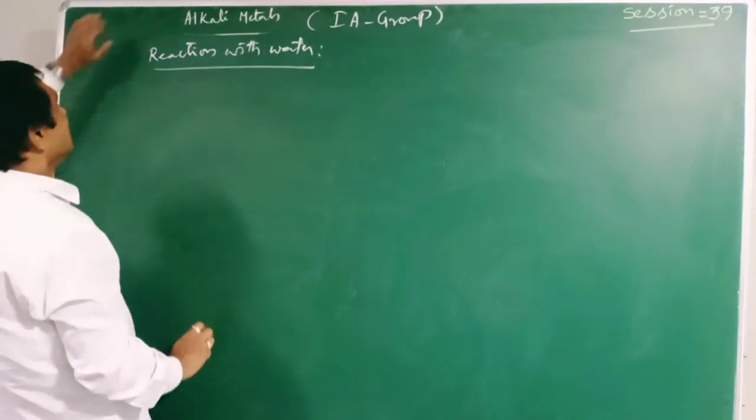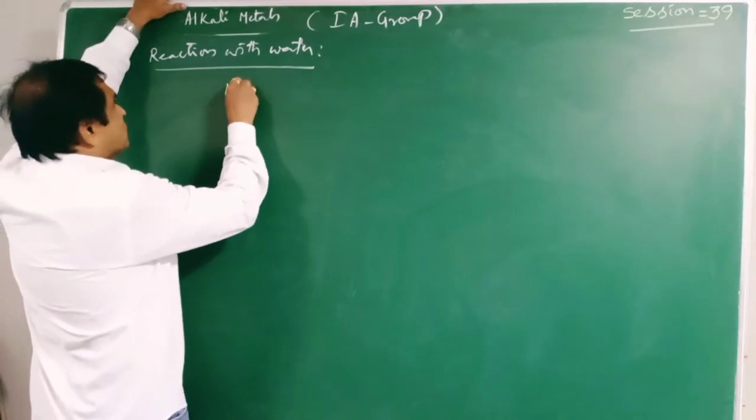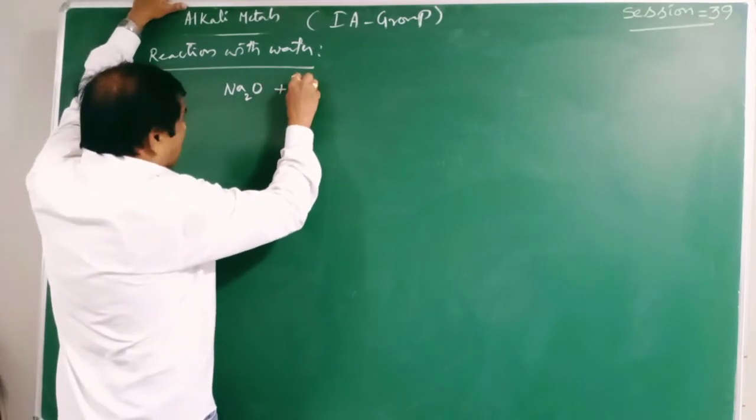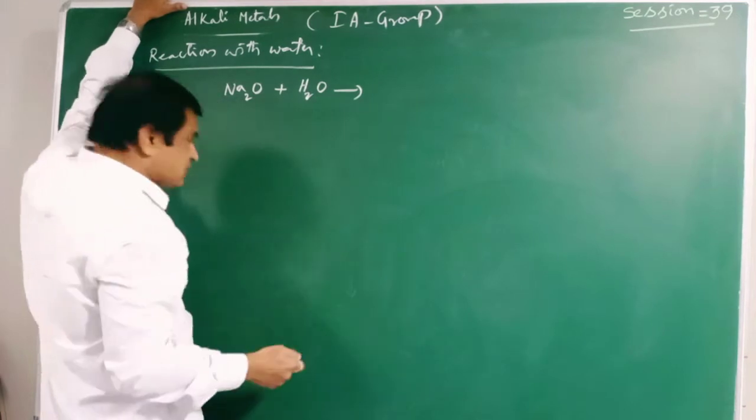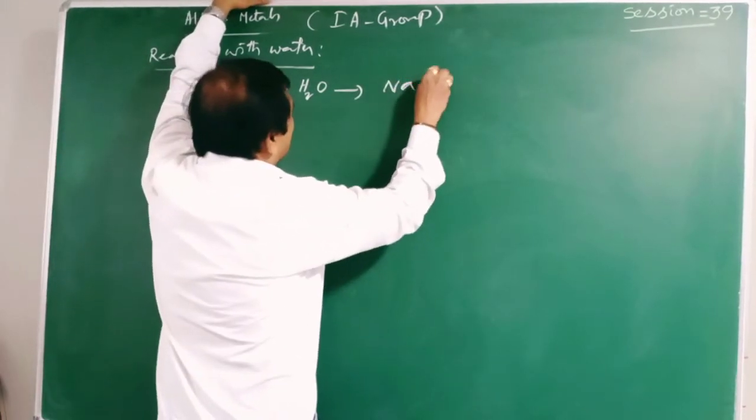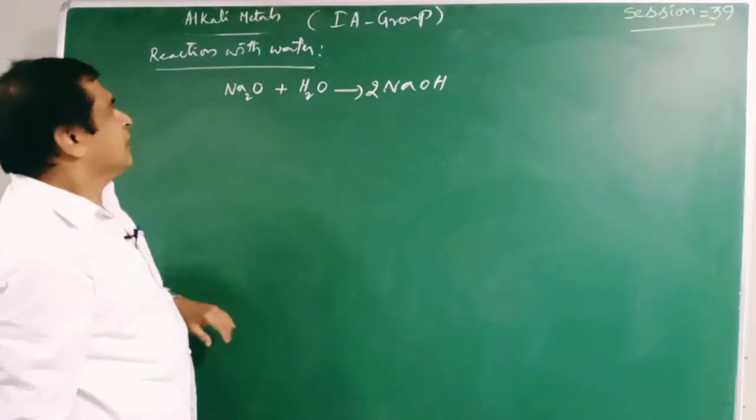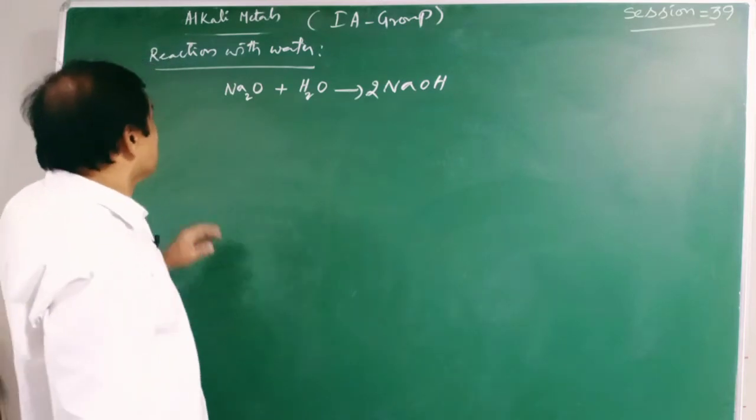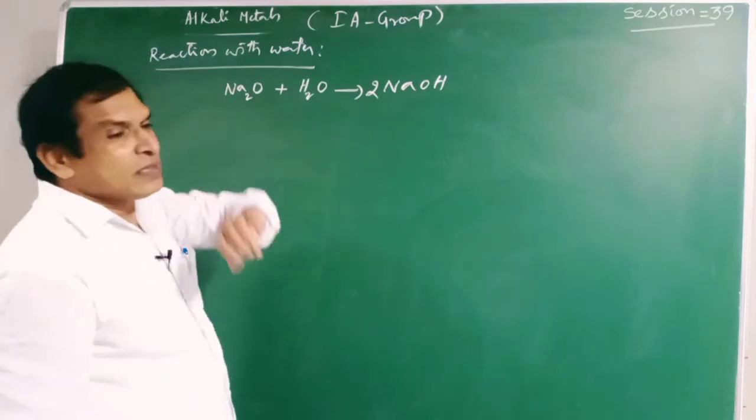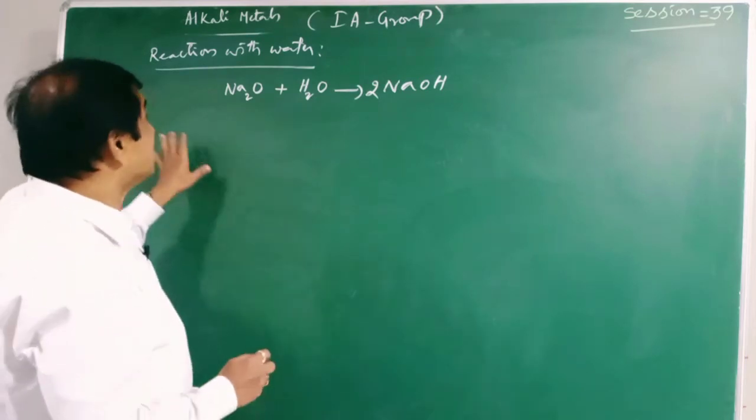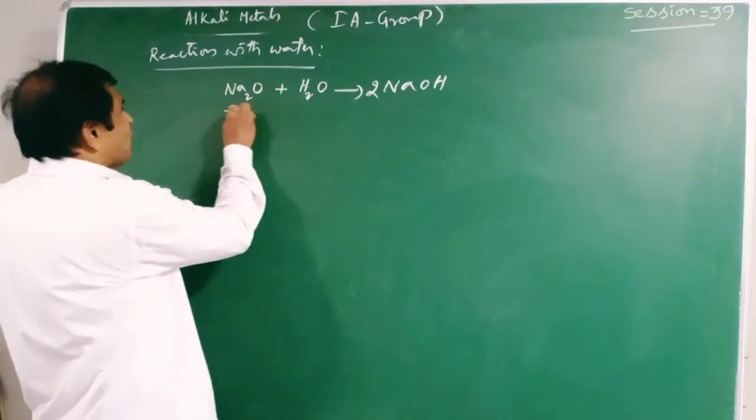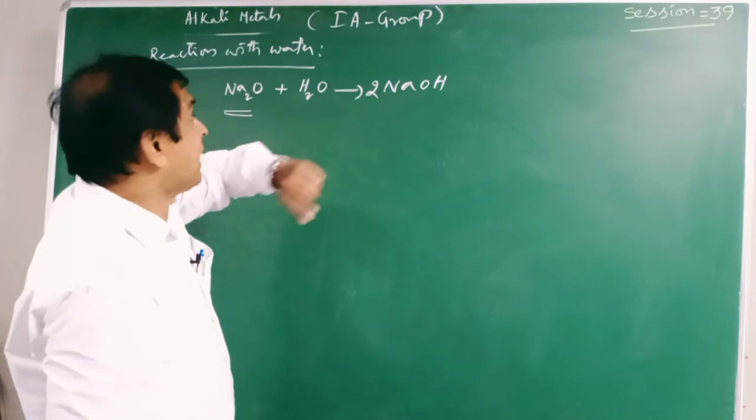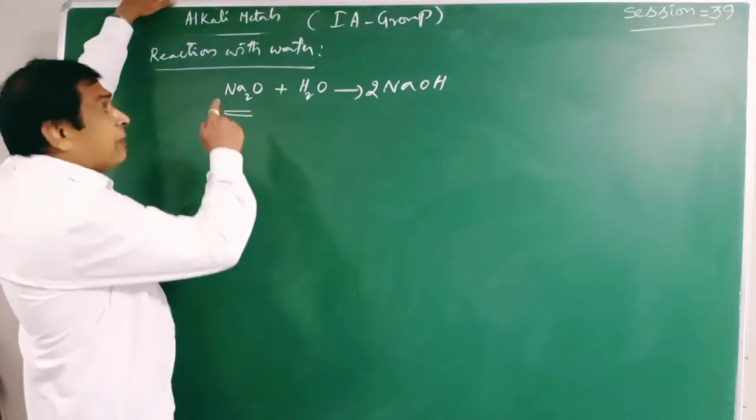For example, when sodium oxide reacts with water, what happens? It forms sodium hydroxide. So when metal oxides dissolve in water, they form the corresponding hydroxides, such as sodium hydroxide. That indicates the basic nature of the oxide.